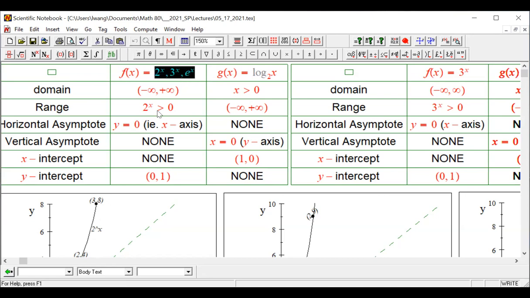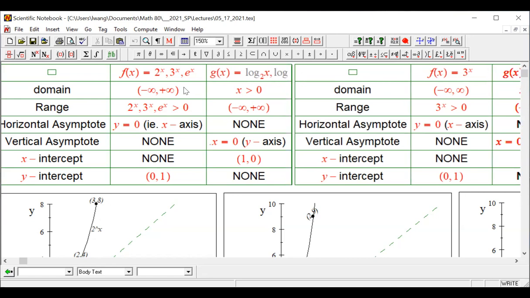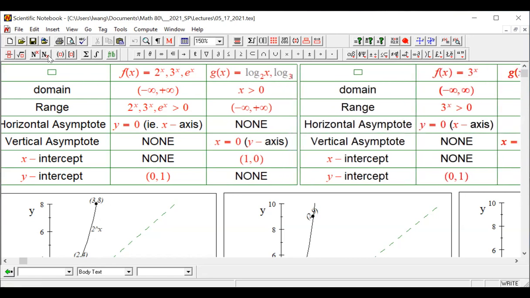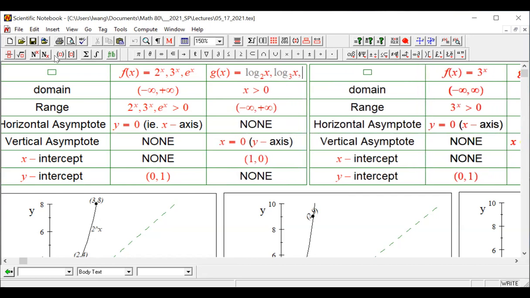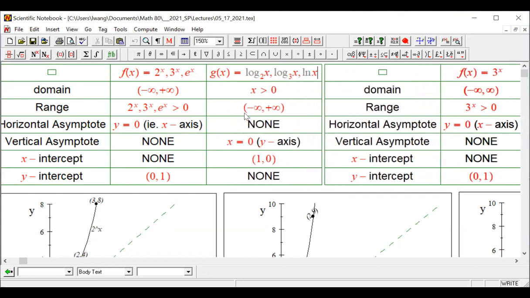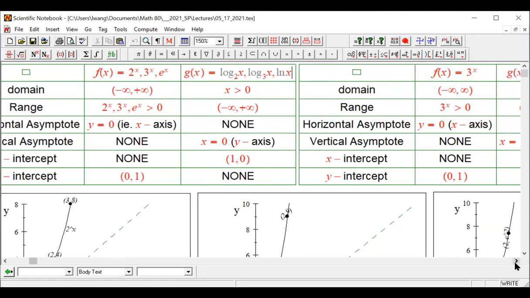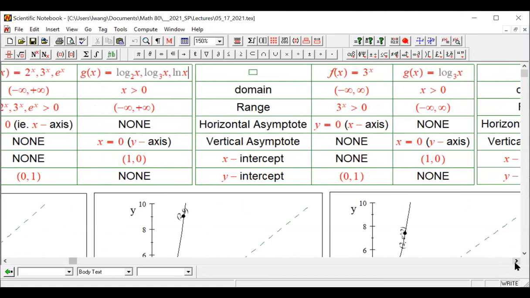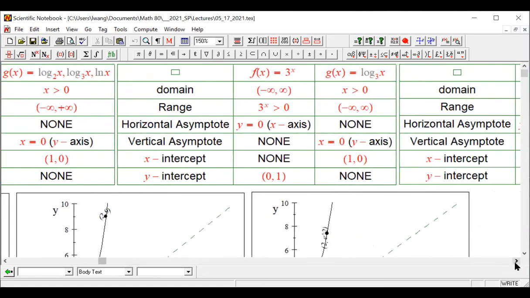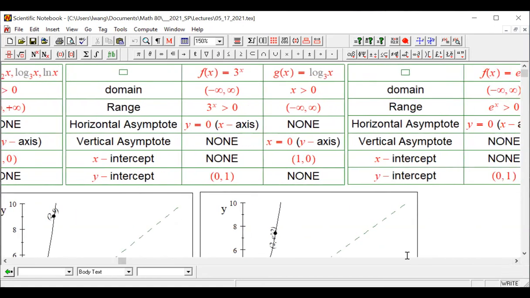So all three, they're all greater than 0. Intercept, right? So this is going to be true for log base 3 of x and ln x. The range, domain, they are all the same. So these three tables are now condensed into what?